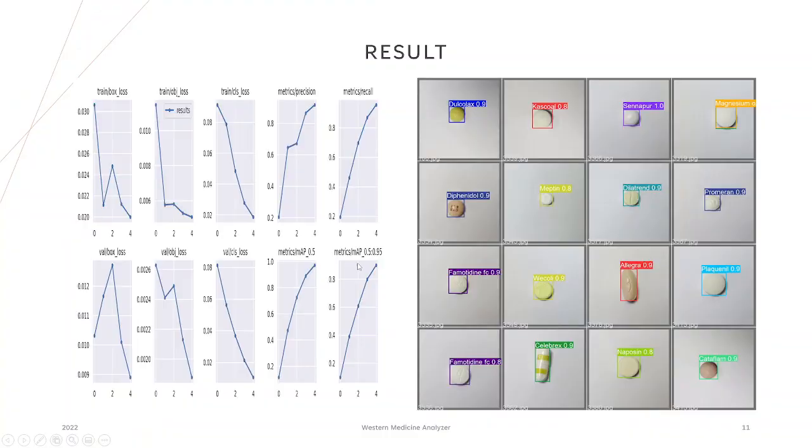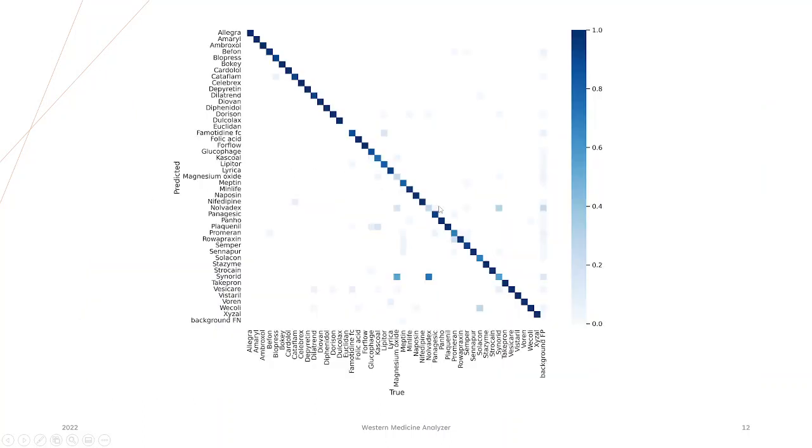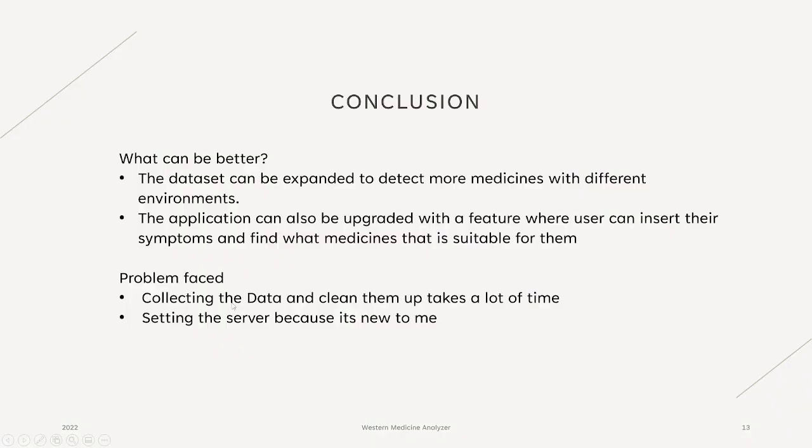So here is the result of my training of the model. Here I only use 5 epochs. I only ran it for 5 epochs, and as you can see here on the right side, we can see the image and the prediction of the image. Last is the confusion matrix. We can see that almost all of the images get predicted correctly, but some of them still have the wrong result.